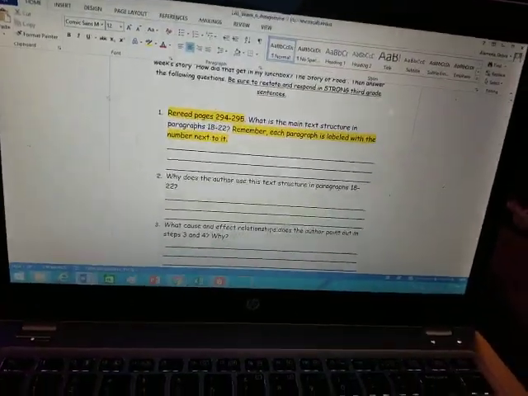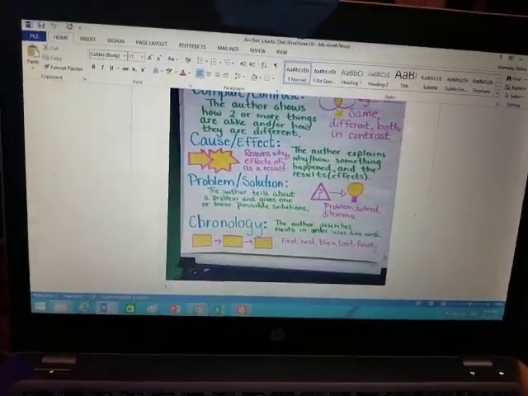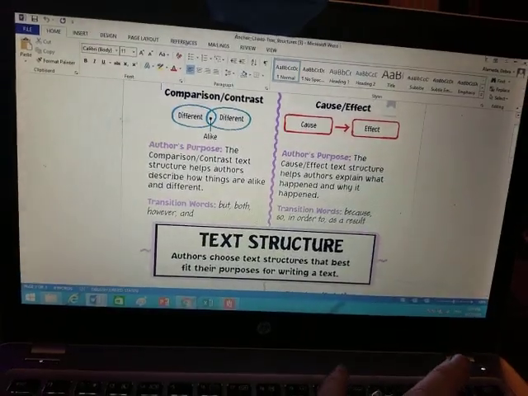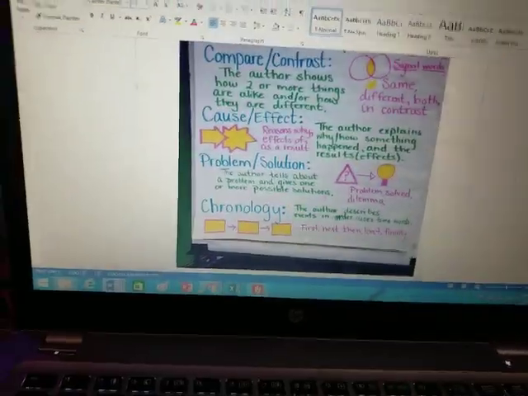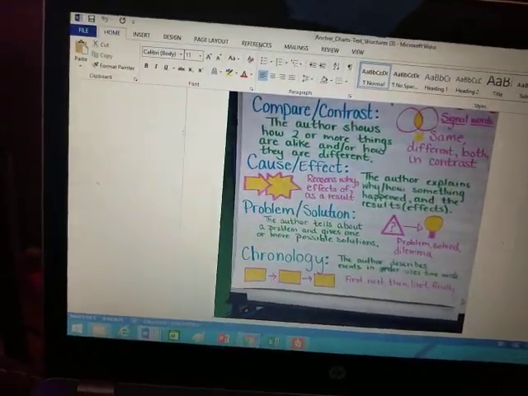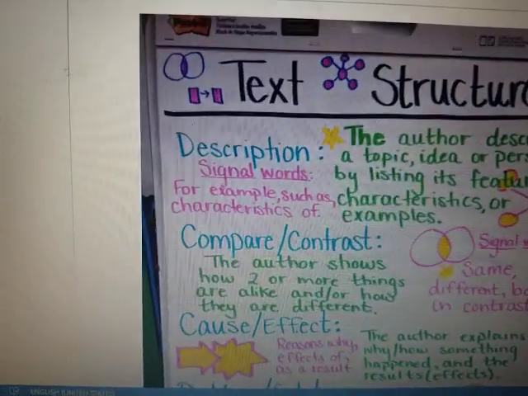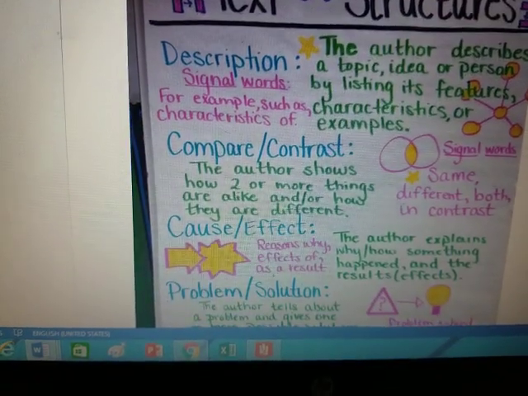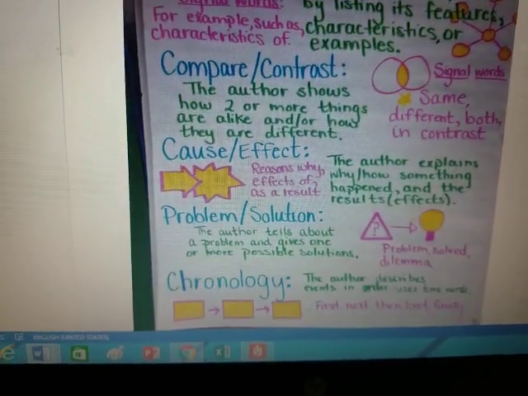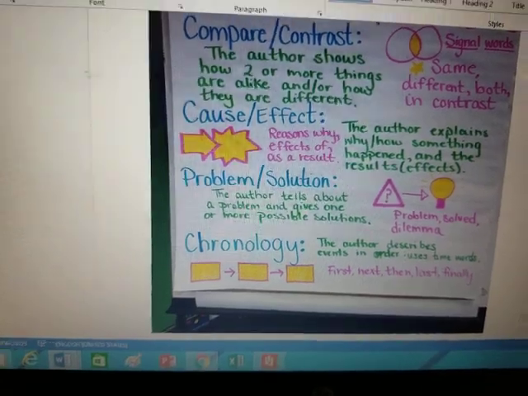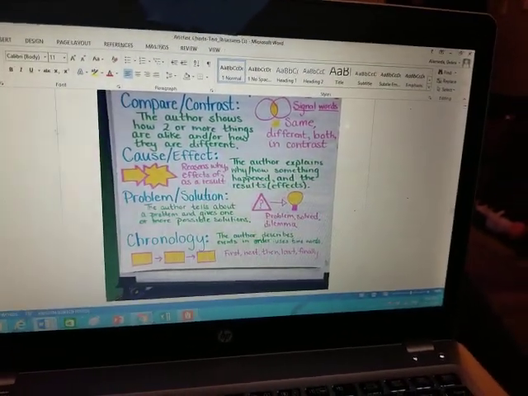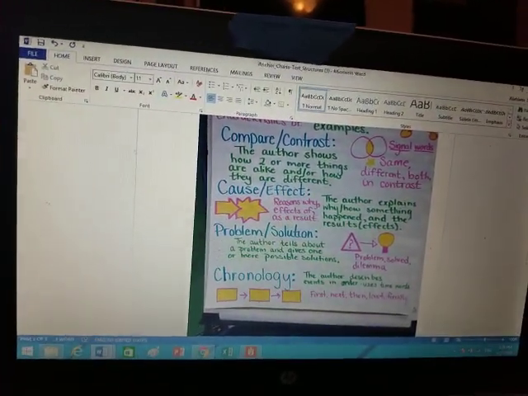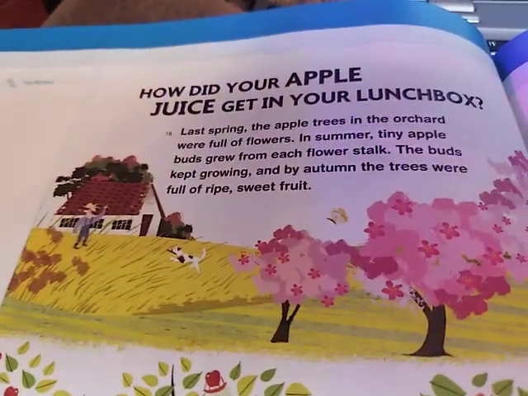Okay, so let's go back to our anchor chart. When we reread the page, is it going to be, let me use my other hand. It's so hard to do this with just one hand. All right, so is it going to be a descriptive structure? Is it going to be a compare and contrast structure, a cause and effect, a problem or solution, or chronological, which means in order? Remember, if it's in order, it's listing step by step, 1, 2, 3. So let's look over here.